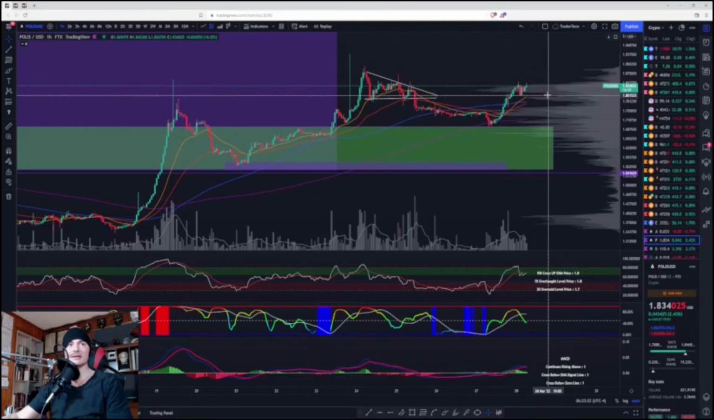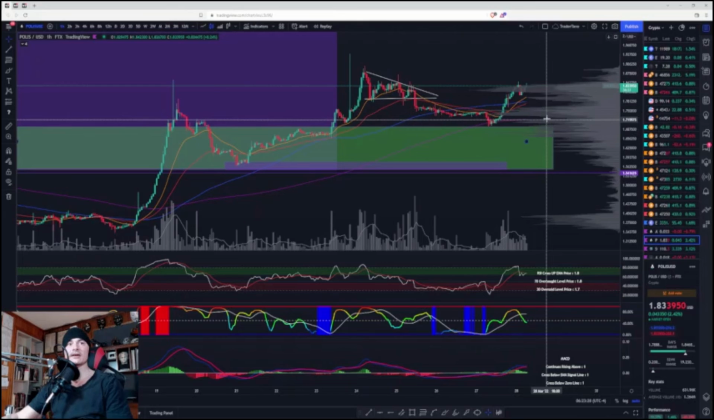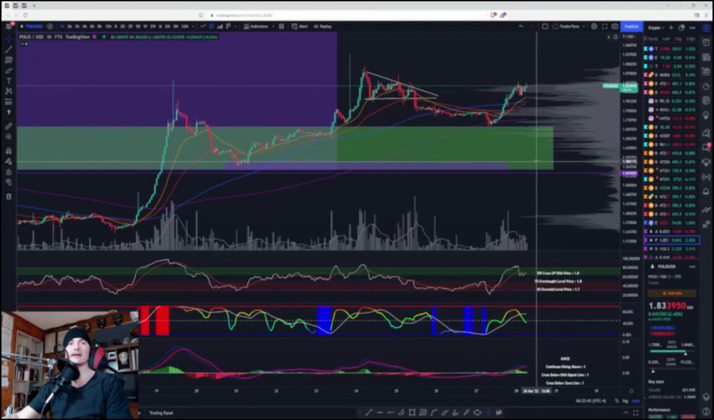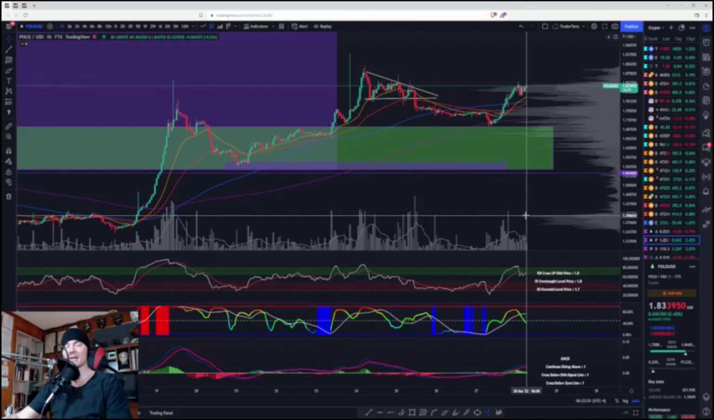Downside targets, if we do break this last low at 180 and start falling through these moving averages, the next target is going to be the point of control at 173, between 173 and 172 region. After that would be 170. If we break 170, I think we come all the way back down here to 158. And then if we break 154, I think we come all the way back down to 139.